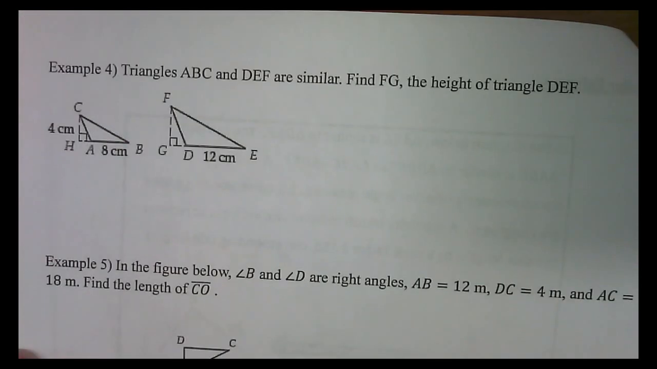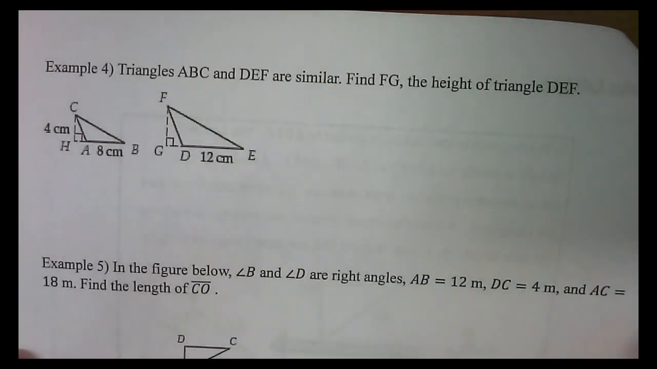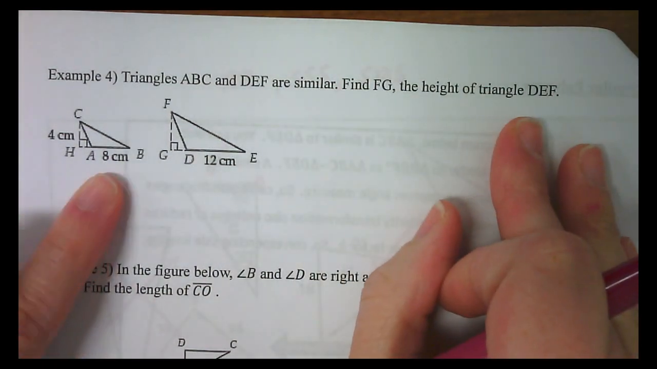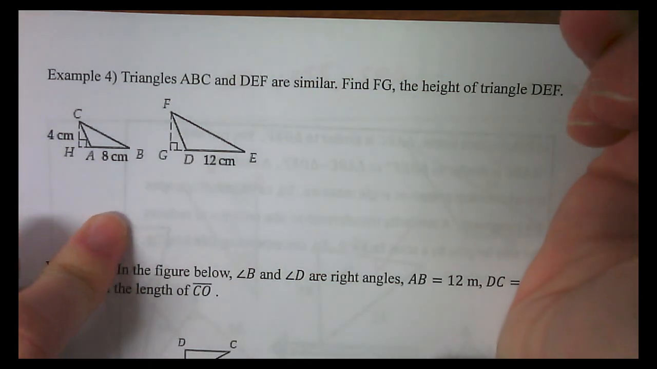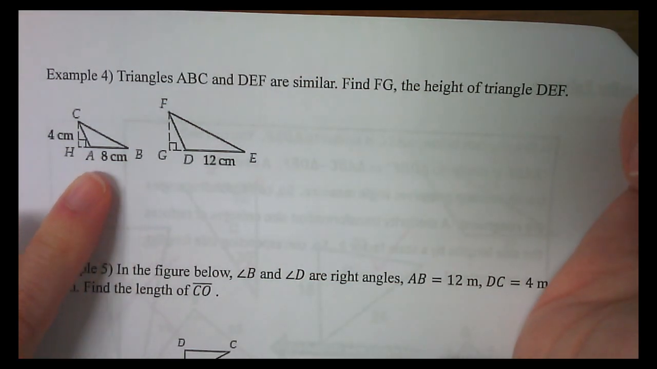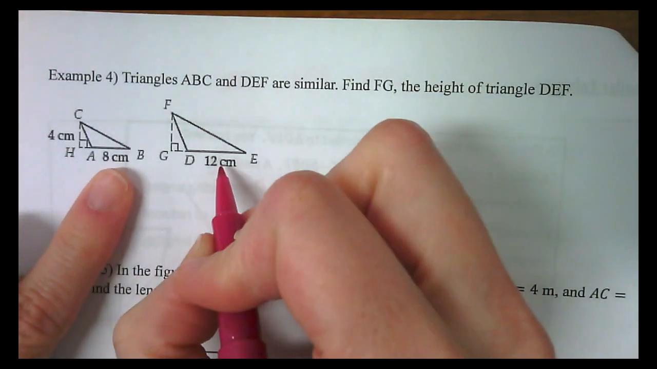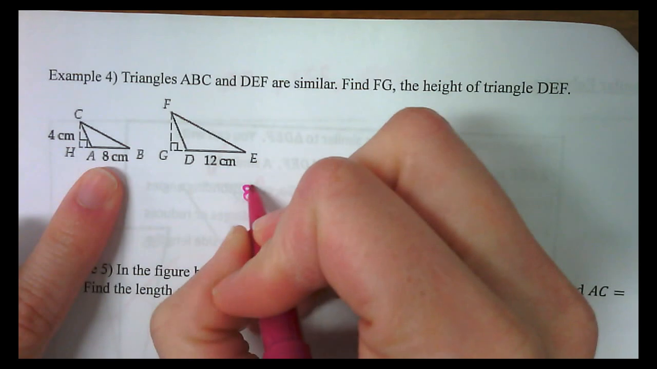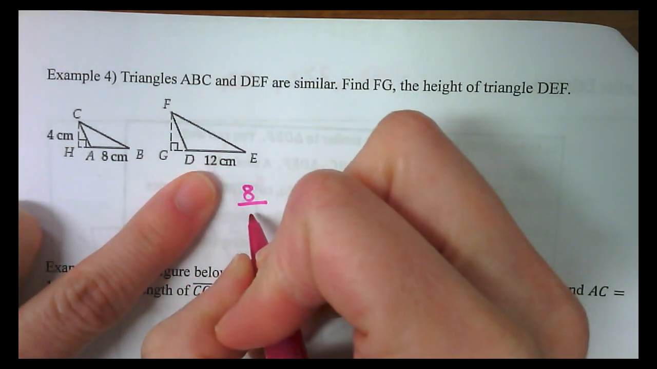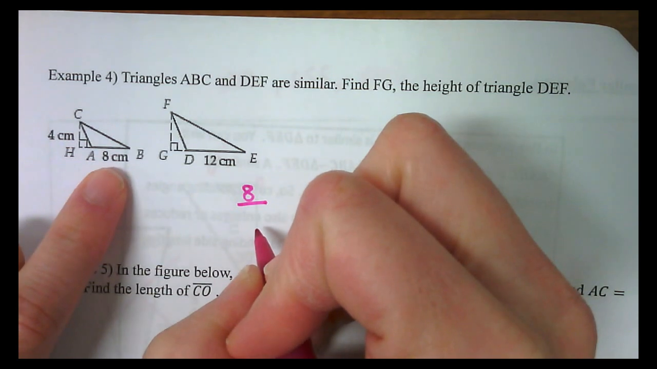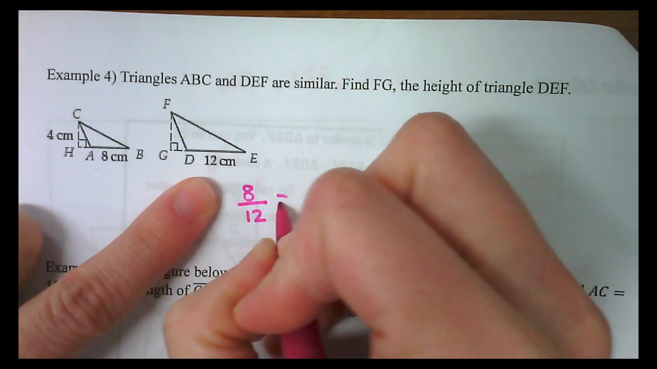Okay. Example 4, it says the triangles are similar. Find FG, which is the height. So if the triangles are similar, the heights are also going to be similar. So in this situation, if I take the short side AB and compare it, or I guess the only side they give me, which is 8, and the only side they give me here, which is 12.